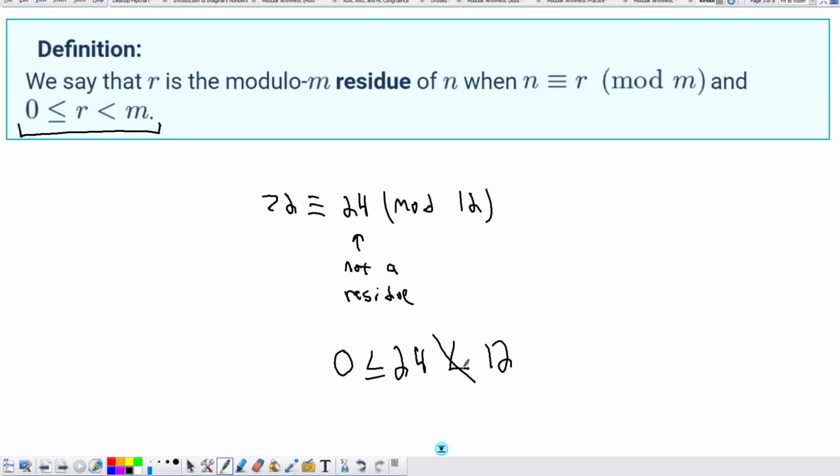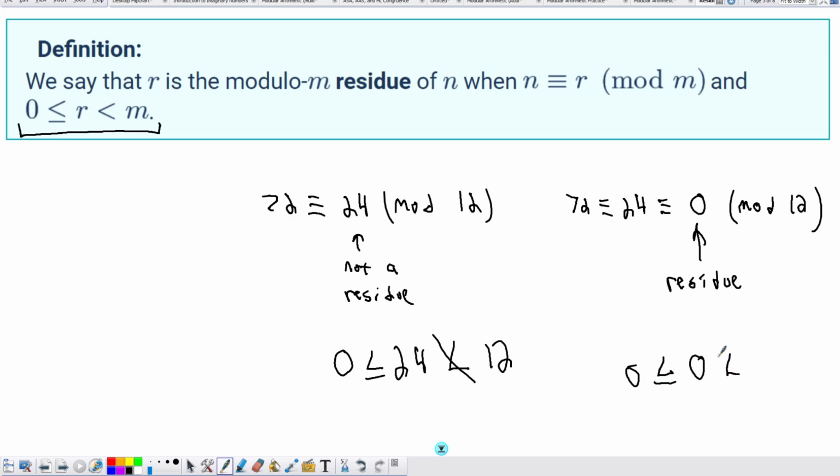So what is the residue? Well, 72, yeah, sure, they're congruent with 24, but the residue in this case is 0 under mod 12. Because this is the lowest form of the congruence that we can get, where 0 is greater than or equal to 0, and it is less than 12. So it fits the criteria.